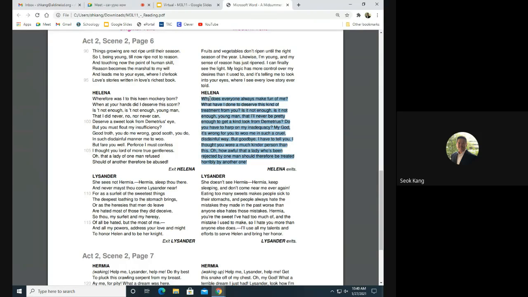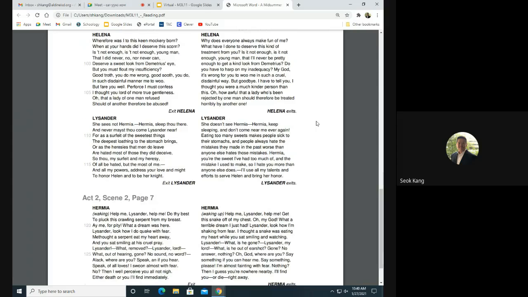So whenever Lysander is confessing his love for her, she goes, "Why does everyone always make fun of me? What did I do to deserve this from you, Lysander? I thought you were a nice person." She thinks Lysander is playing a joke on her, like he's pranking her by saying I love you, right? She has really no confidence, so she's not used to someone saying all this to her, right?